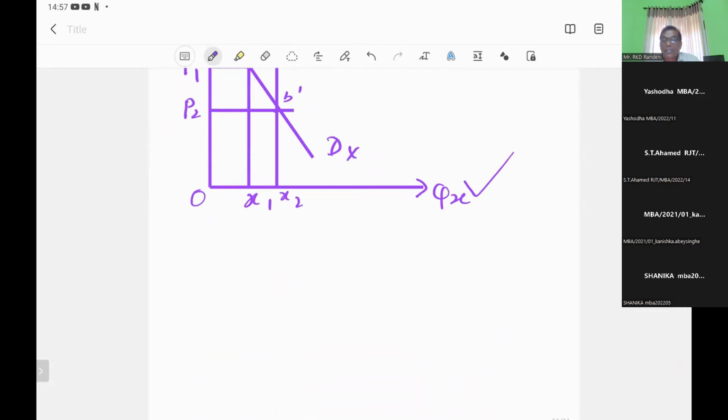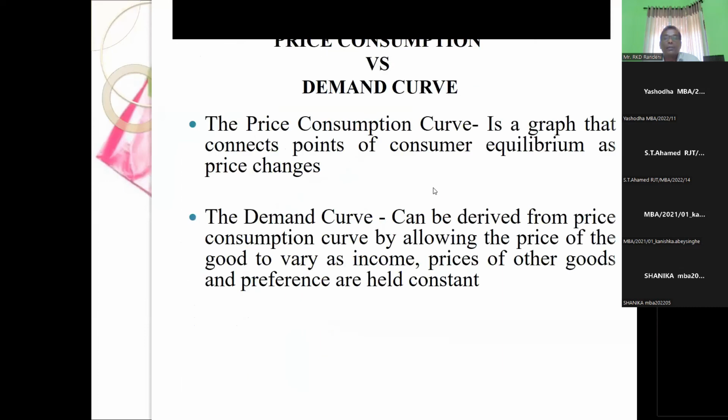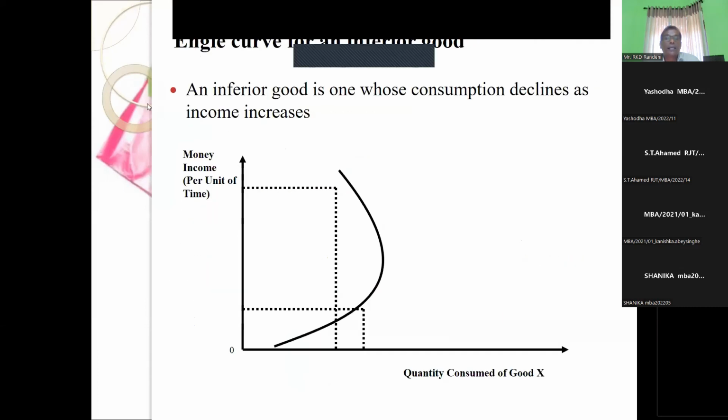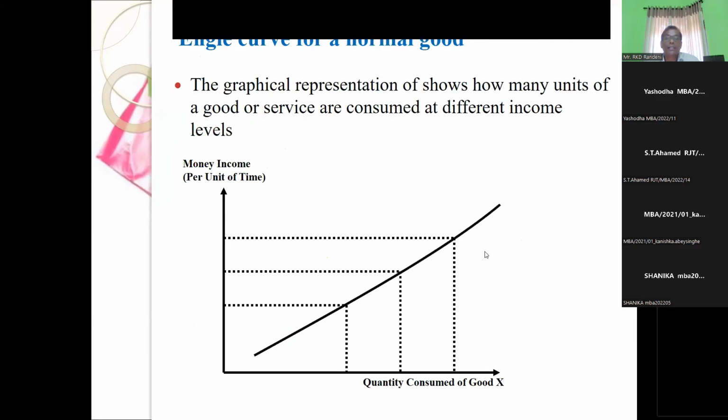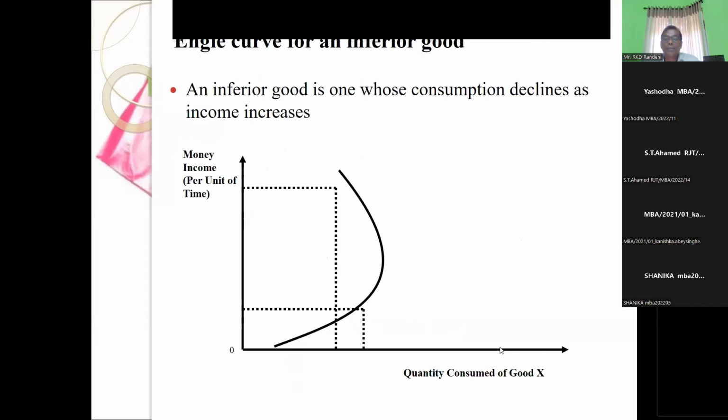Now you can go to the PowerPoint. You can see the Engel curve, and an inferior good is one whose consumption declines as income increases. The shape of the Engel curve turns back toward the vertical axis. Good, commodity X is inferior. This is the Engel curve. The graphical presentation shows how many units of goods and services are consumed at different income levels. This is money income, that is family income or money income. Here, commodity X, right?